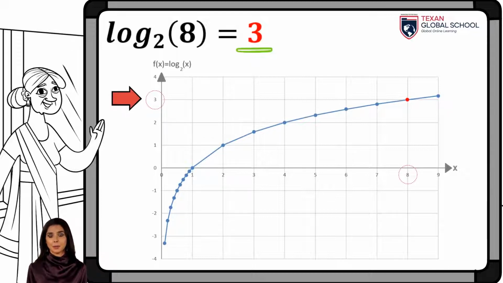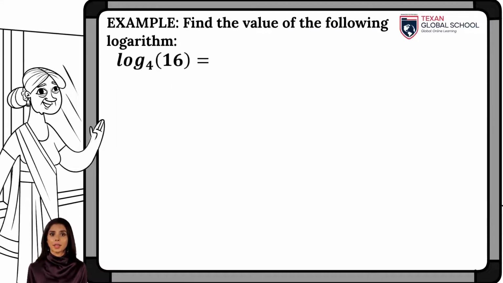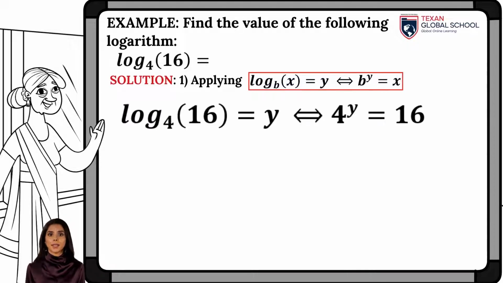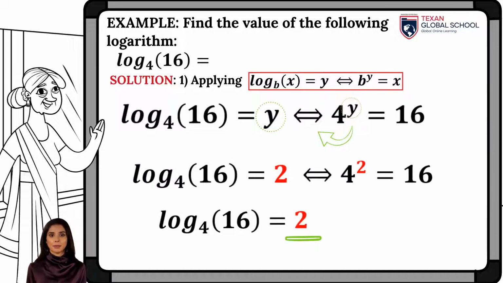In this other example, we will find the value of the logarithm base 4 of 16. To obtain the value, we will apply the definition of logarithm. The log base 4 of 16 is equal to y if and only if base 4 raised to the power of y equals 16. So we must find the exponent such that raising base 4 to y results in 16. We can see then that 4 squared is 16. Therefore, the logarithm base 4 of 16 is equal to 2.